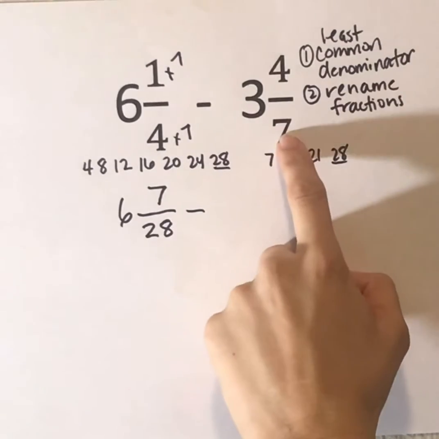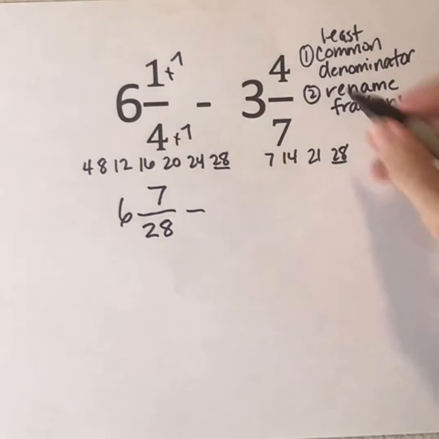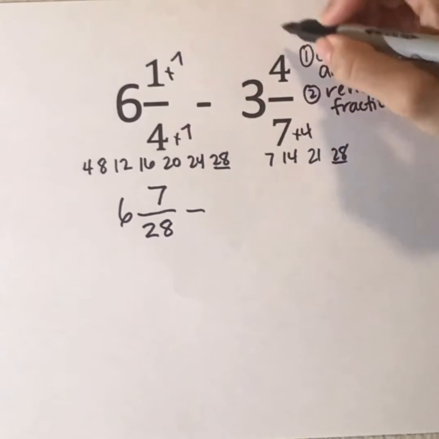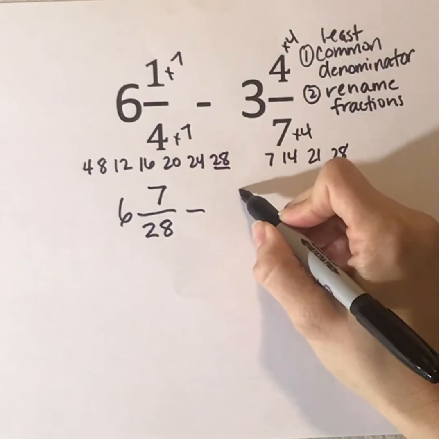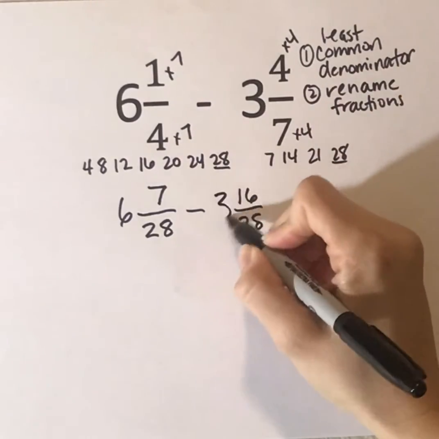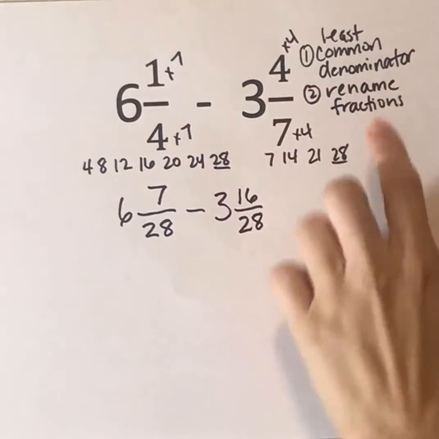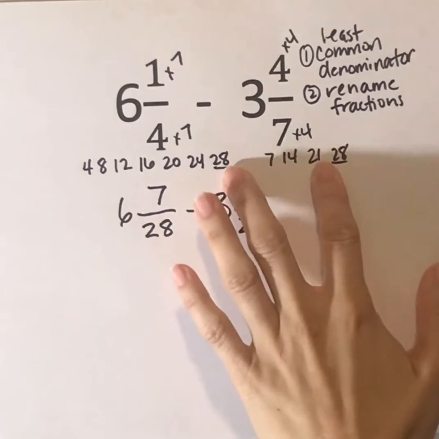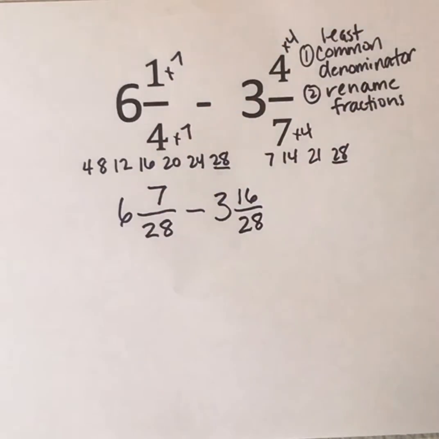Next we're going to do the same here, except 1, 2, 3, 4. We're going to times 7 by 4. What I do to the bottom, I have to do to the top. So now that becomes 16 28ths. Don't forget your whole number. So now I've renamed the fractions using my common denominator. These are called equivalent fractions.